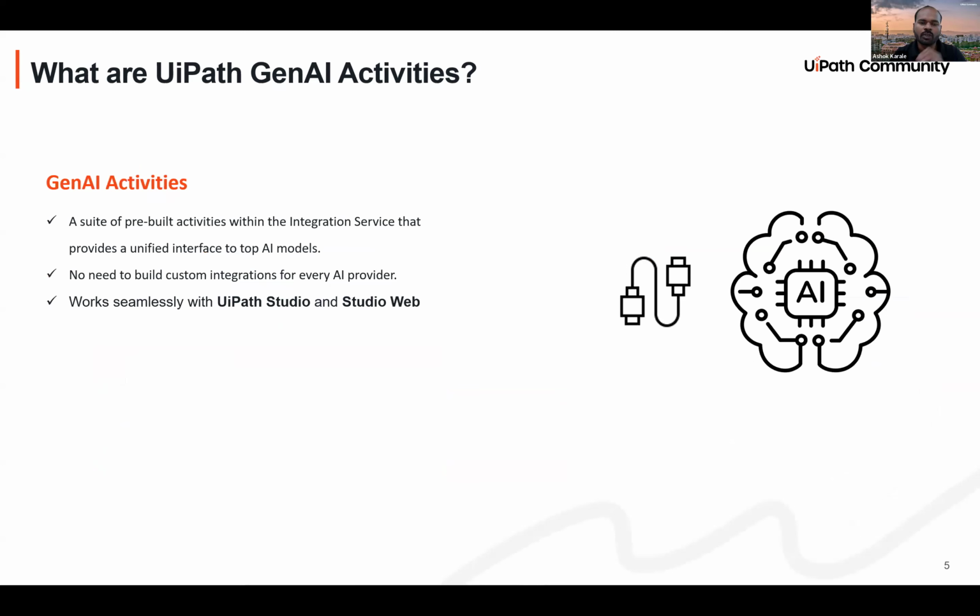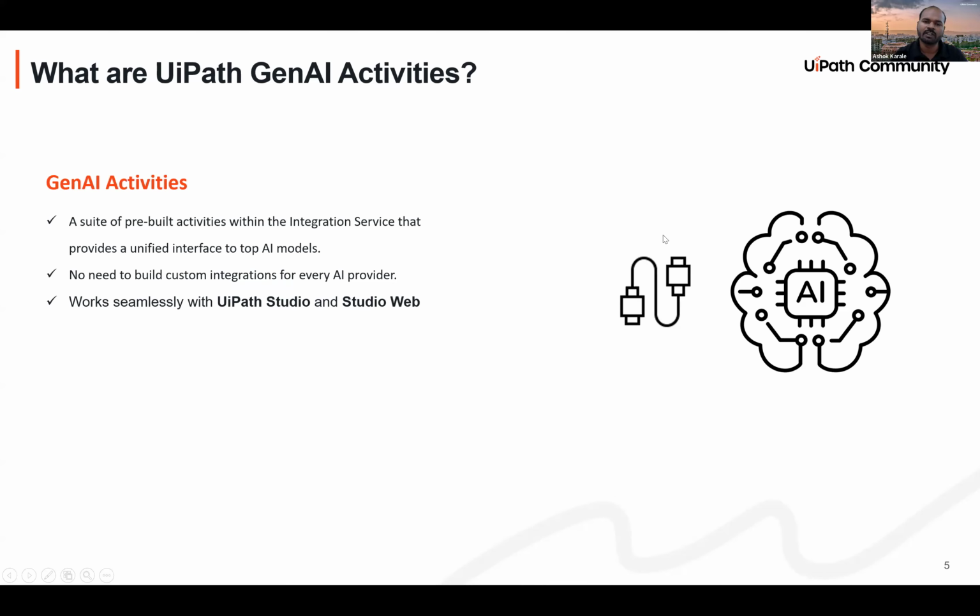So, what are UiPath generative AI activities? As we saw, intelligent automation is the combination of traditional RPA plus the brain, the AI models. That combination UiPath has brought in the form of GenAI activities.